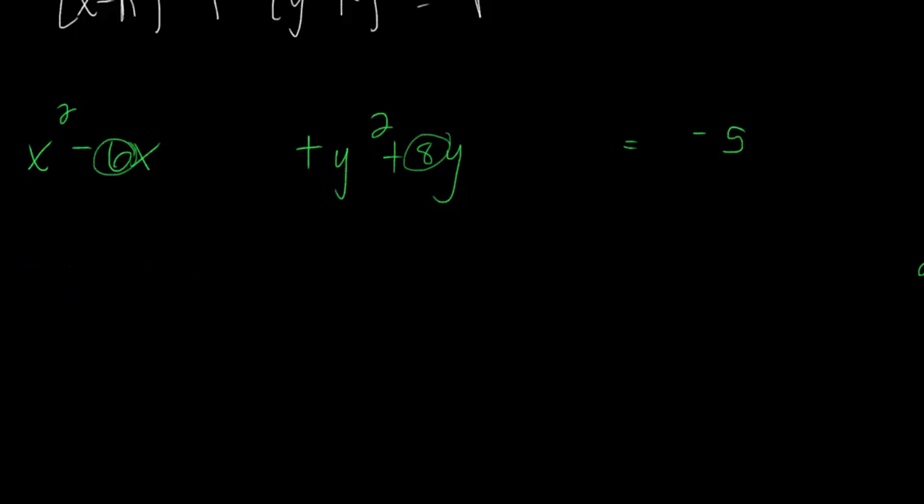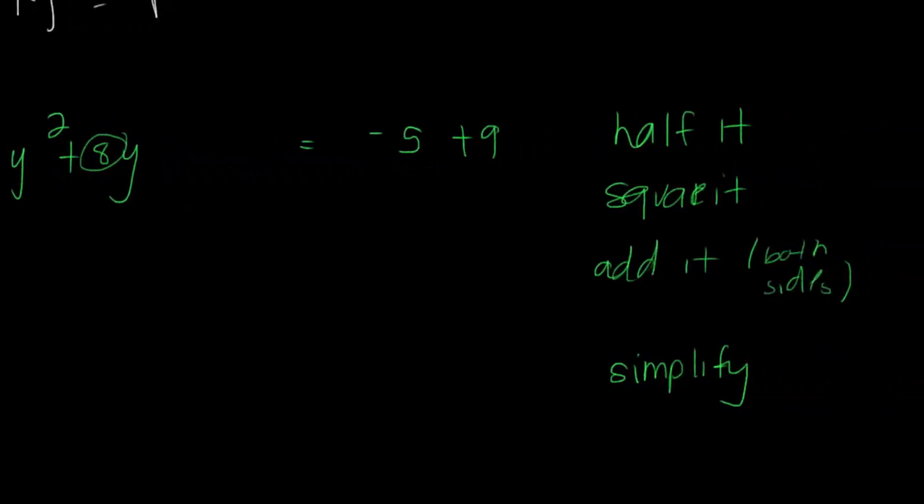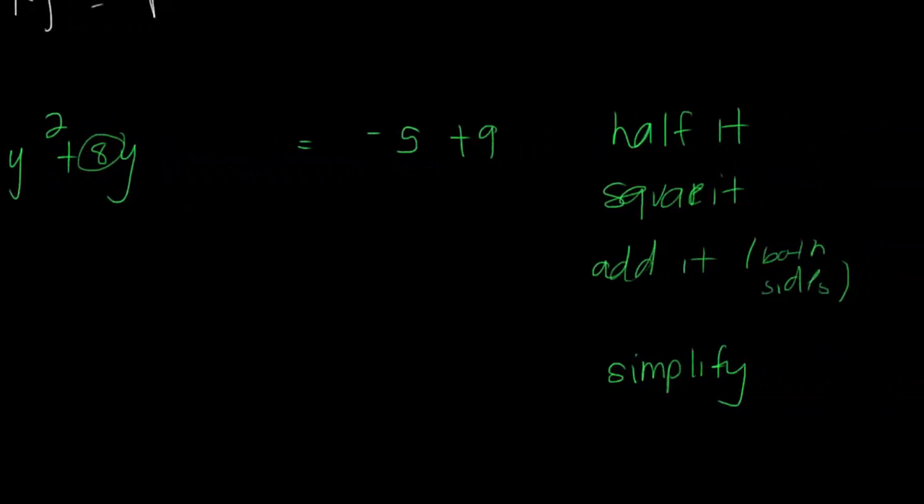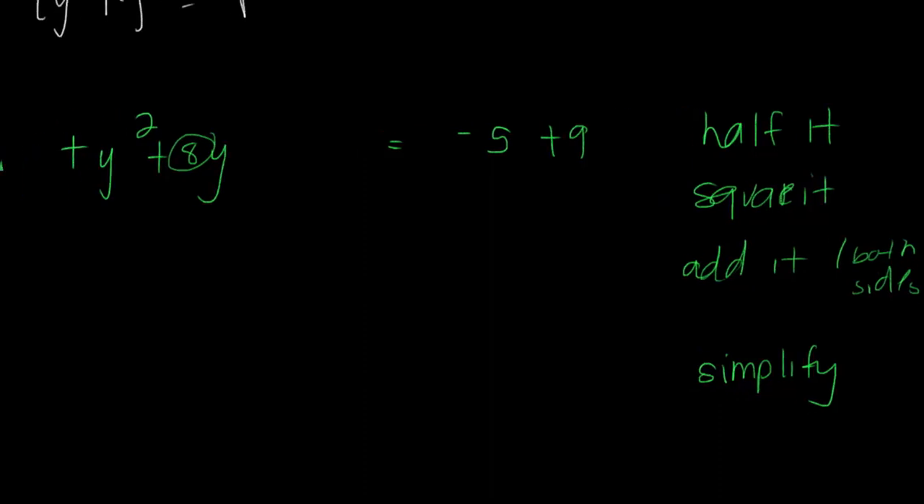So here's the actual work. Half of negative 6 is negative 3. Negative 3 squared is 9. So I add 9 to both sides. Let's just check what I did. I halved negative 6, squared it to get 9, and then added it to both sides. I haven't quite simplified yet.